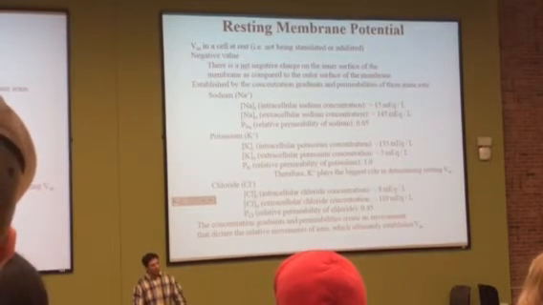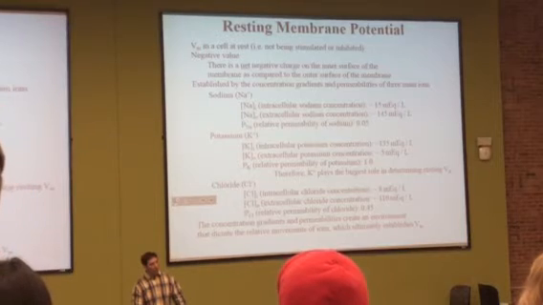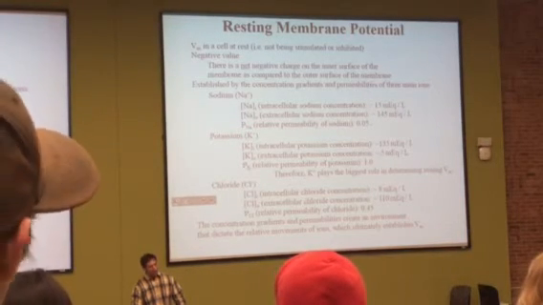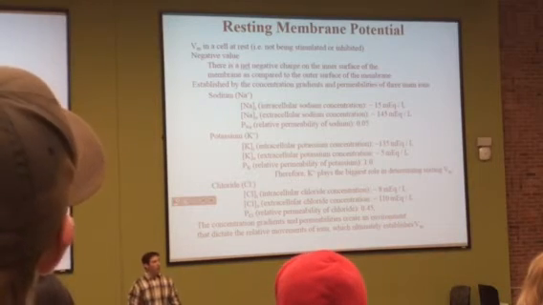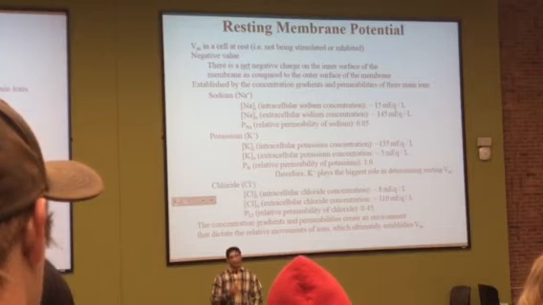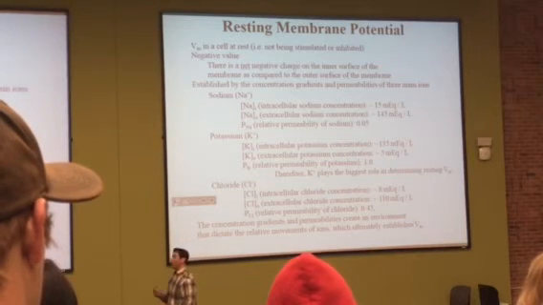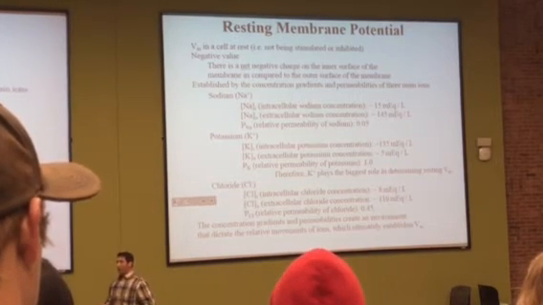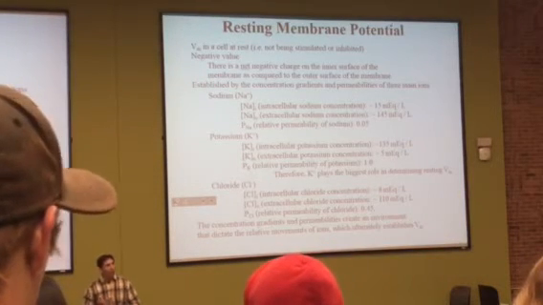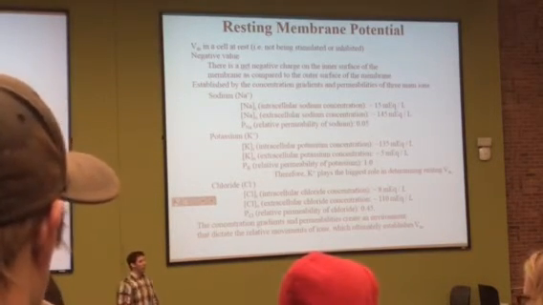At resting membrane potential, the permeability of sodium, the permeability of potassium, and the permeability of chloride are denoted here. The biggest number is for potassium. That value is 1. The smallest number is for sodium. That value is about 0.05. Chloride is 0.45. What do those values mean? The bigger the number, the more the movement.